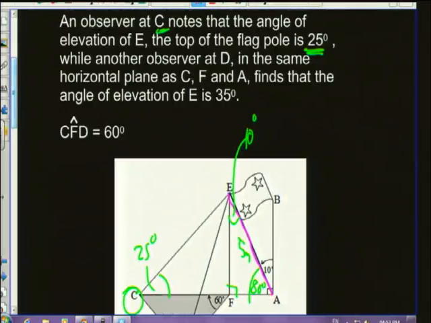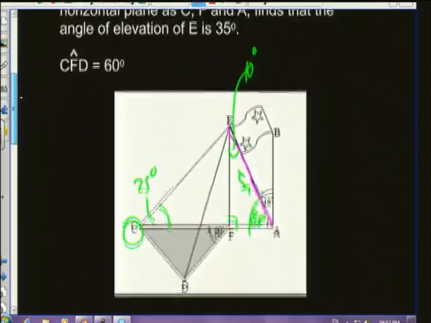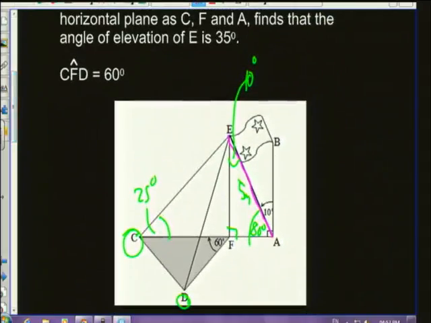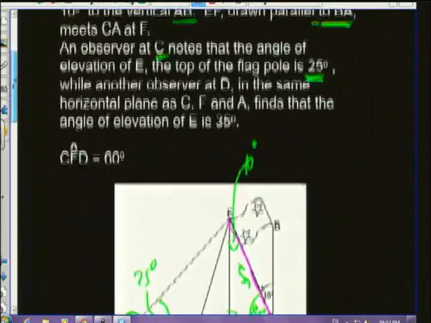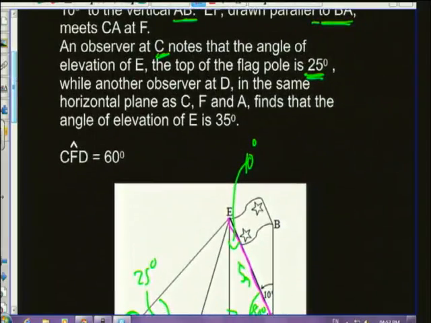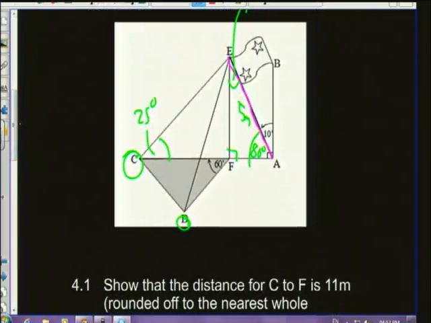While another observer at D, oh, there's too many observers. So there's this guy here at D now, observer number 2, in the same horizontal plane, finds that the angle of elevation of E is 35. Okay, so now he's looking up there and finds that this is 35 degrees.